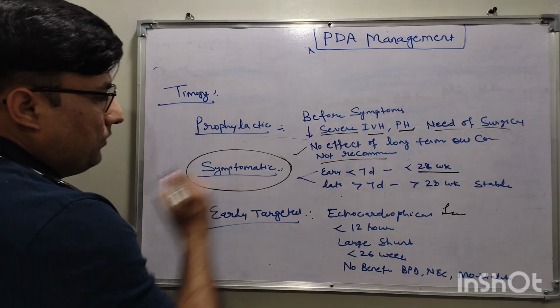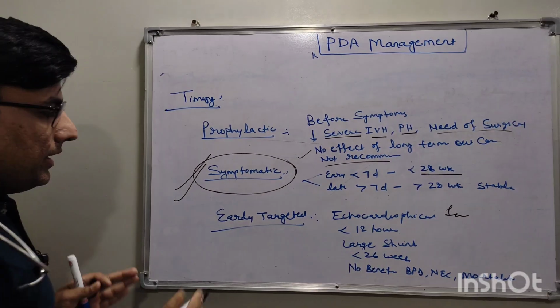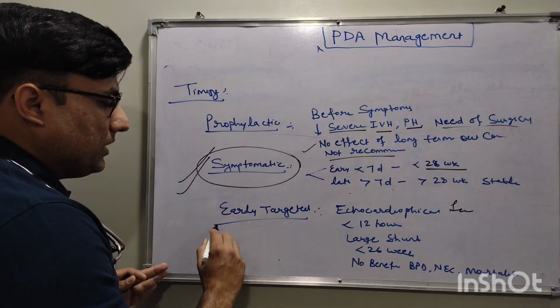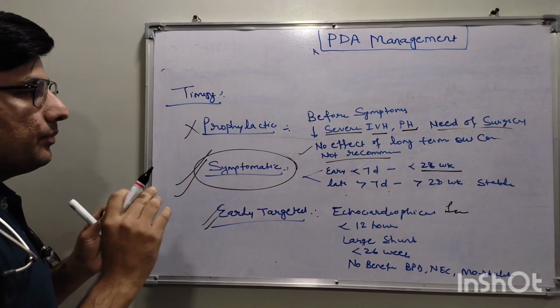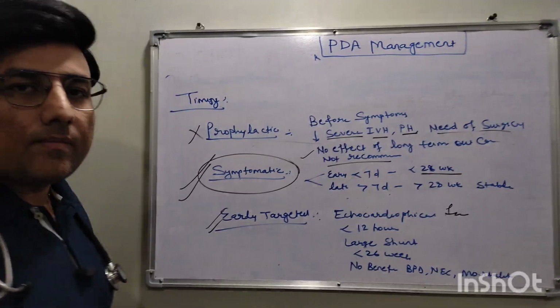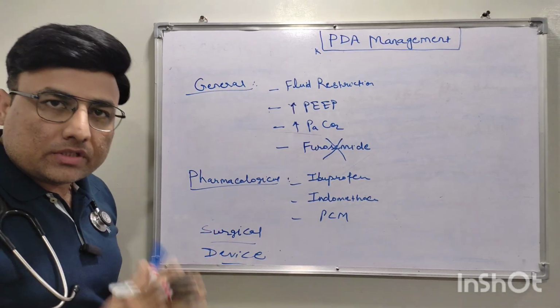So currently, generally we are using symptomatic closure only. Sometimes in extreme preterm babies, we can use the early targeted approach also, but the prophylactic approach is not recommended. Next is management of the PDA. First is the general or non-pharmacological management.